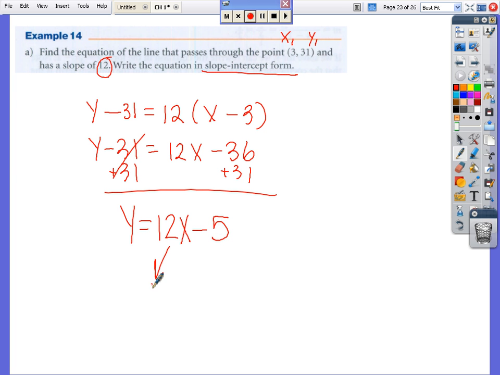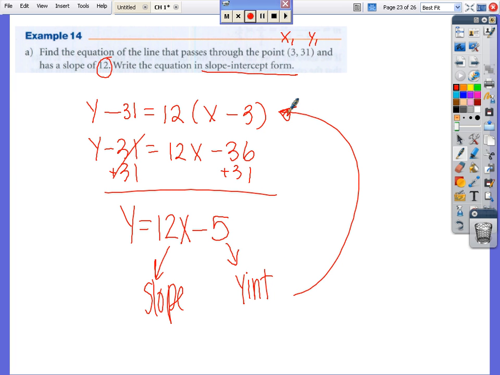So this is our slope. This is our y-intercept, which doesn't really show up in the point slope form. The only thing that does show up is the 12, which is your slope. But the negative 5, you really do need to solve for to find the y-intercept.